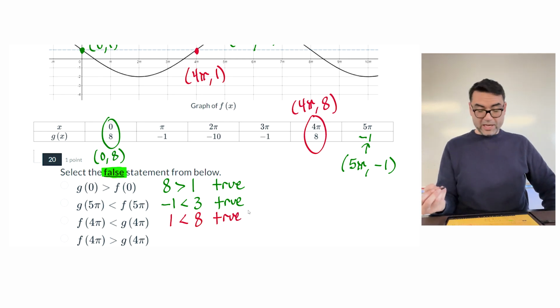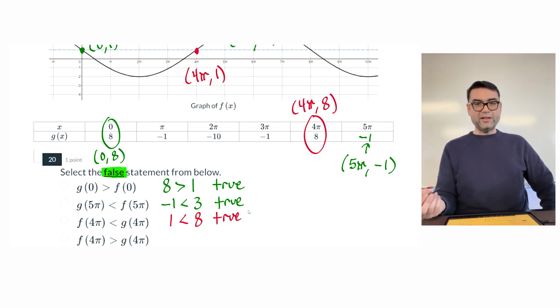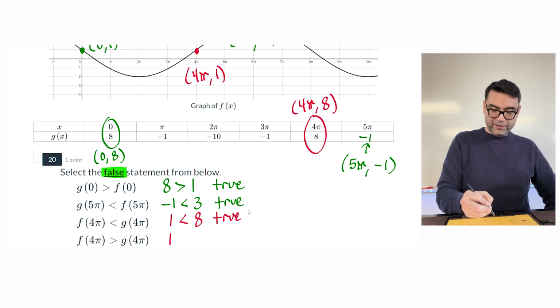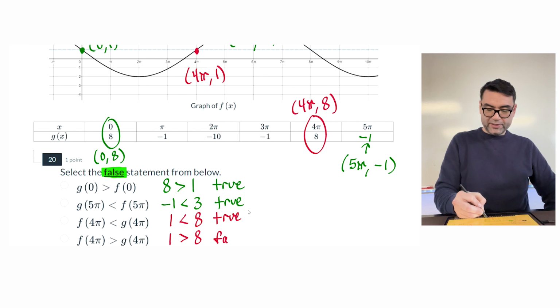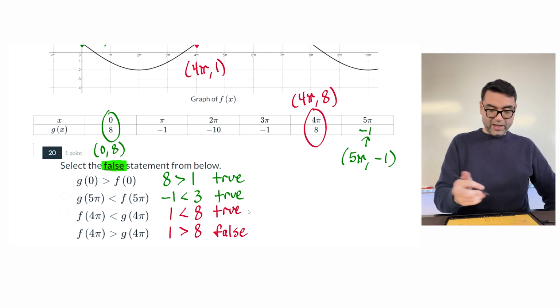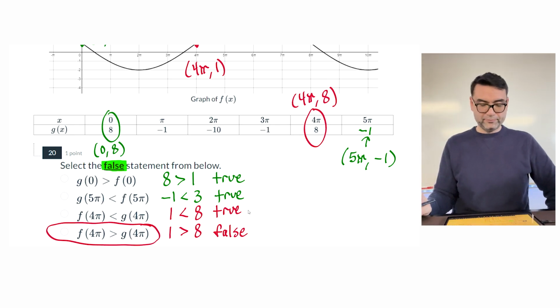And very similar to the last problem, if you look at this fourth choice here, f of 4 pi is greater than g of 4 pi. Well, if the less than condition was true, this would just flip the inequality. This is saying 1 is greater than 8, which is false. And that's the condition I was looking for. Which one's false? So that's actually the choice. This is the only false statement.